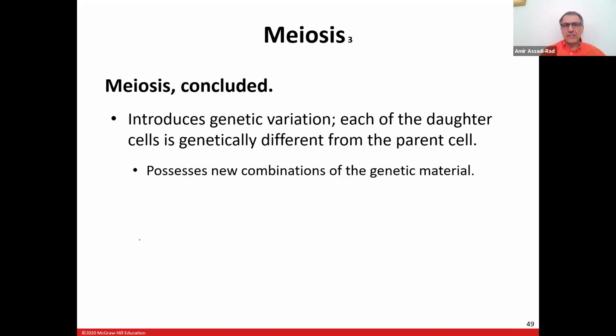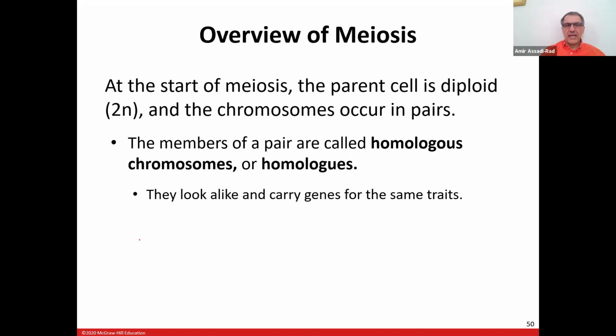Meiosis introduces genetic variation. Of course, sexual reproduction always does in biology. It creates genetic variation, and that is very important in order to survive. Members of a pair of chromosomes are homologous.